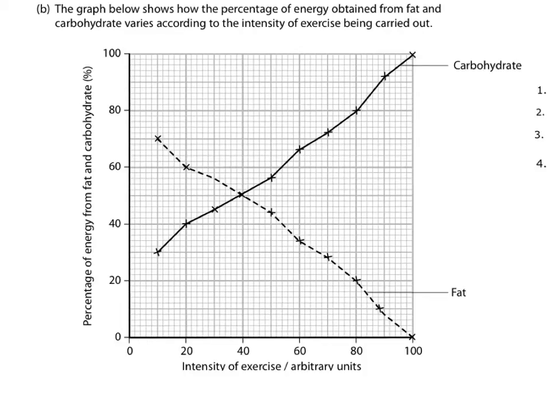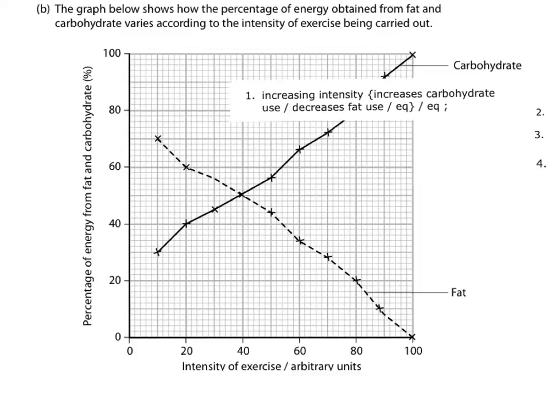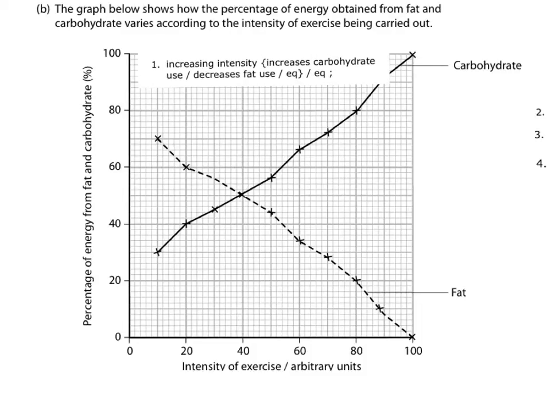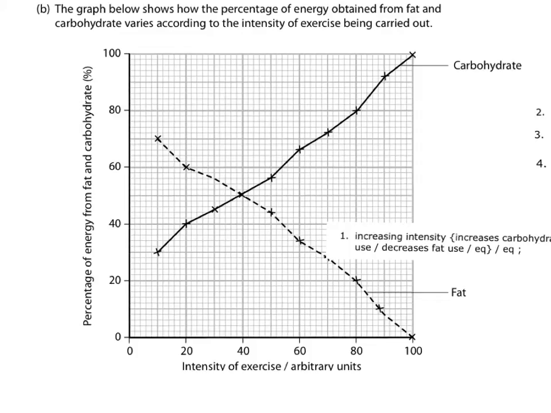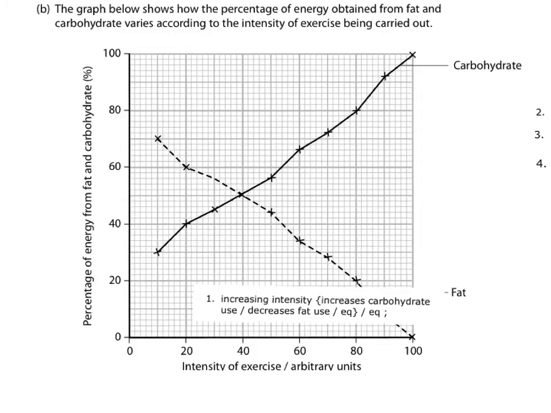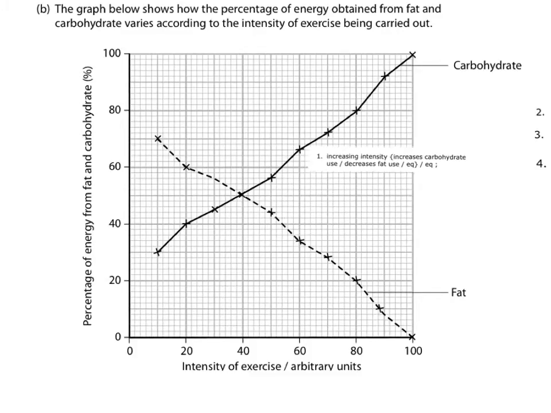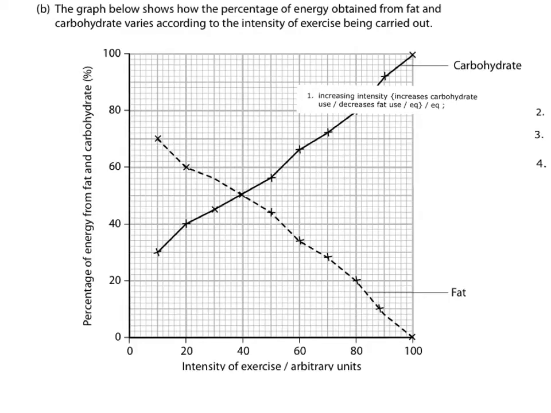Well, really obviously what we could say is that as we increase the intensity of exercise, we increase the percentage of carbohydrate being used. That's fairly obvious because this line is going up and increasing. Equally, we could say that as the intensity of the exercise increases, the percentage of fat decreases because we can see this line is going down here. So either of those two would be reasonable statements to make, and that would get us 1 mark on this. Is there anything else we could say?